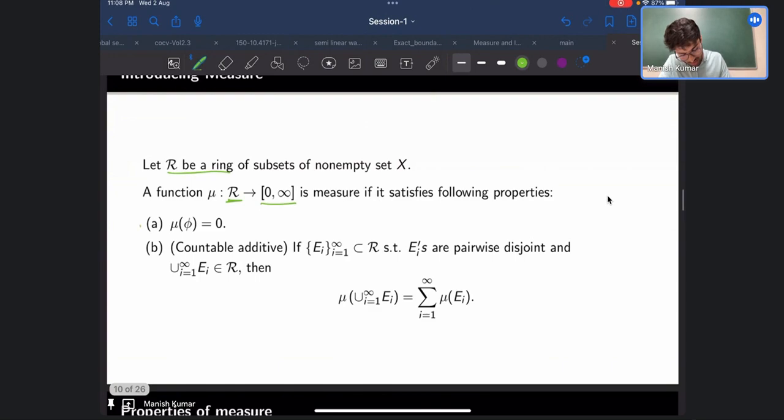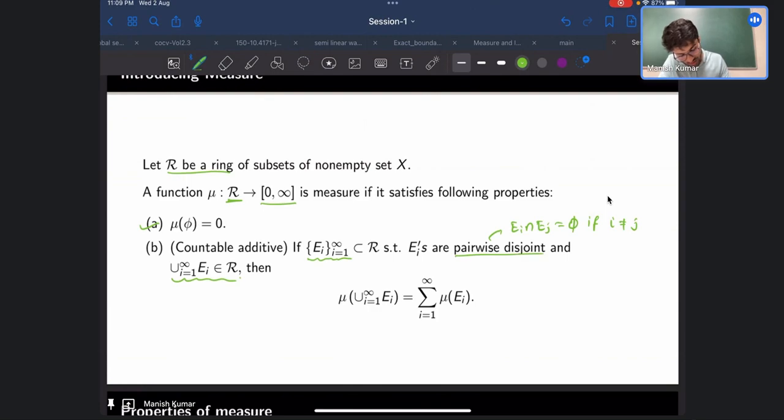The first property is mu of phi should be 0, and it should be countably additive, which means if we take a collection of E_i in R, and all of them are pairwise disjoint, where pairwise disjoint means E_i intersection E_j is phi if i is not equal to j, okay, this is what we mean by pairwise disjoint, and the union should be in R.